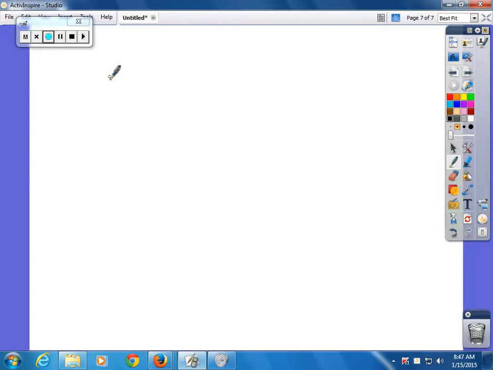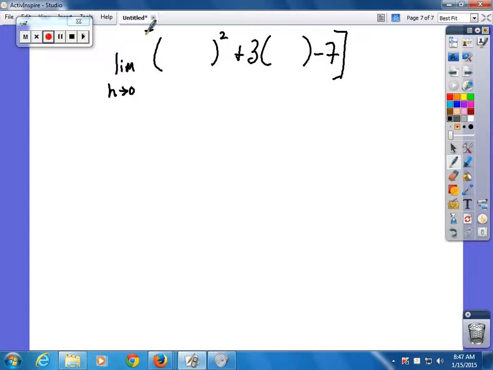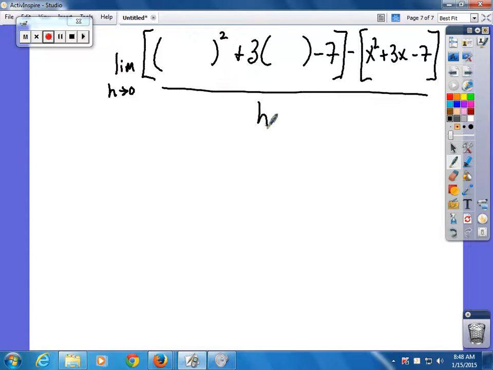So let's take our limit as h approaches 0 of f of x plus h minus f of x, all over h. Our function is x squared plus 3x minus 7. And then x plus h goes here, and x plus h goes here.